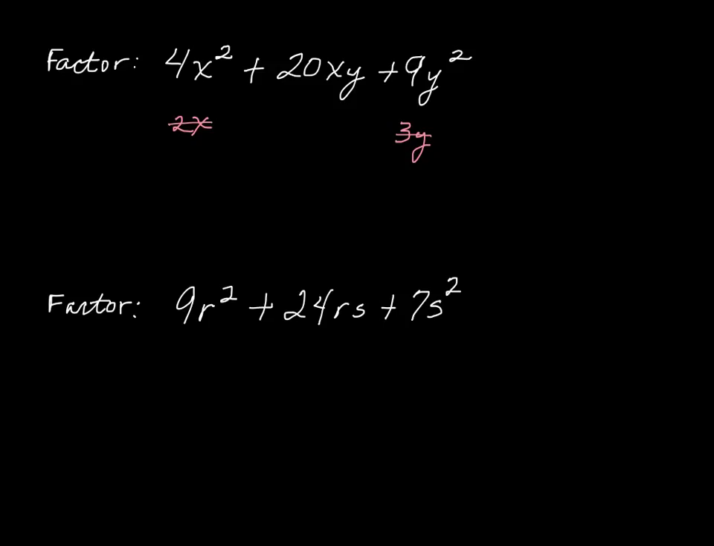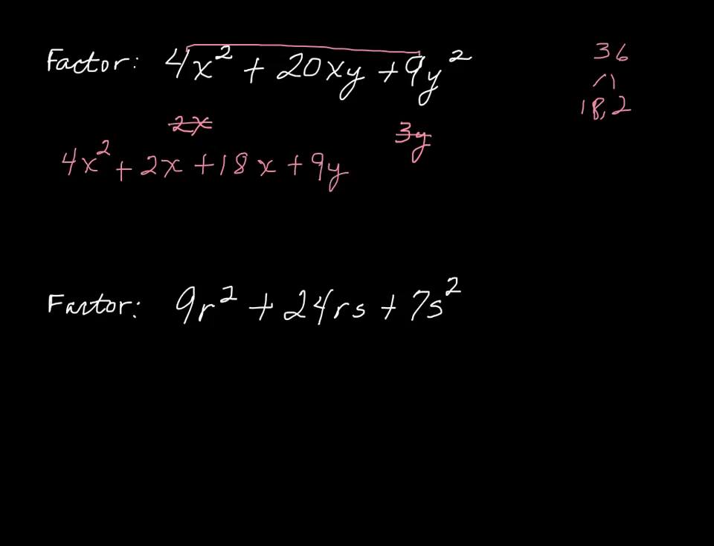Okay? So remember, to group, you have to multiply the 4 times 9. And what does that give you? That gives you 36. So we need two numbers that multiply to 36 but add to 20. That was going to be 18 and 2. So we take our trinomial and rewrite it. We have 4x squared plus 2x plus 18x plus 9.